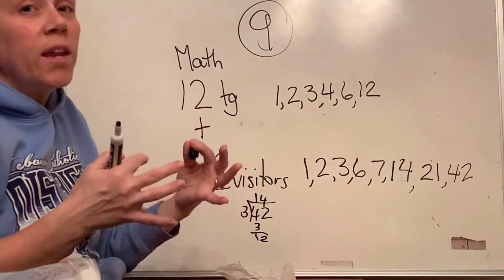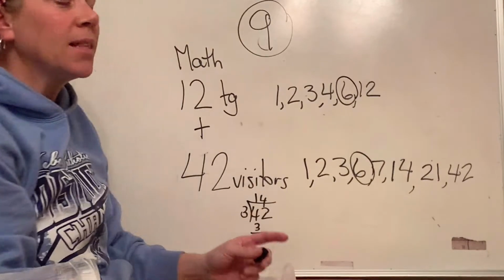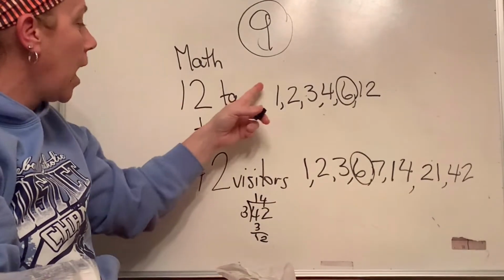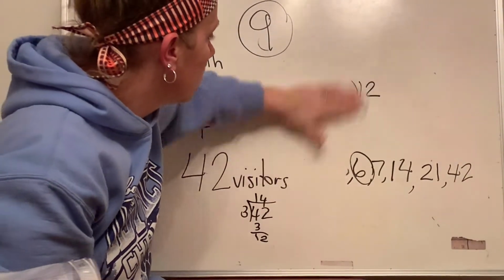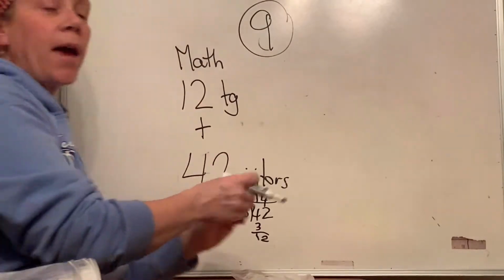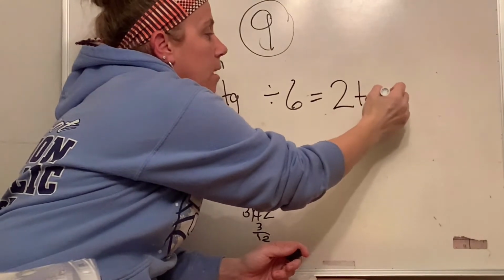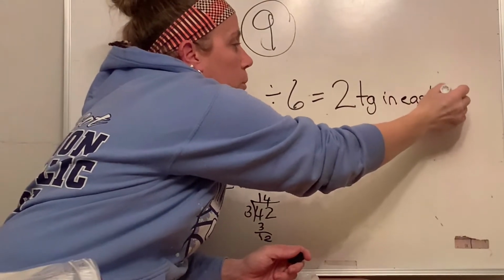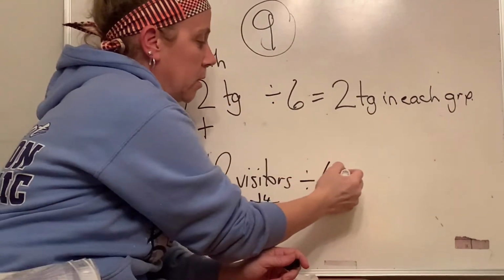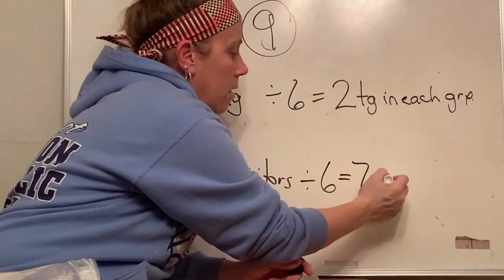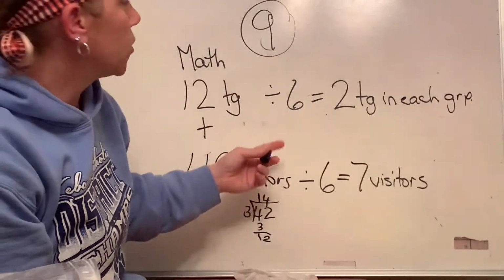So now I want to find the greatest common factor. The greatest common factor is 6. So that means I can have 6 groups of tour guides and 6 groups of visitors. So if I split the tour guides into 6 groups, I have 2 tour guides in each group. If I split the visitors into 6 groups, I have 7 visitors in each group. So 6 groups.